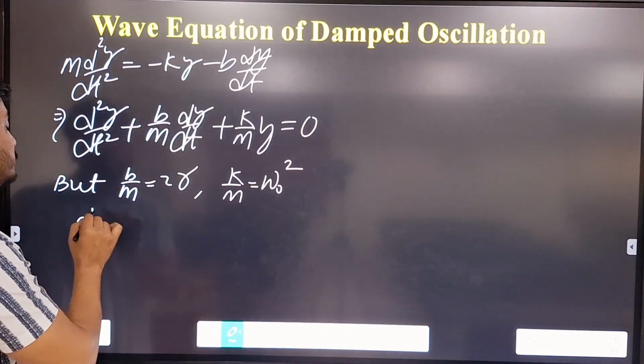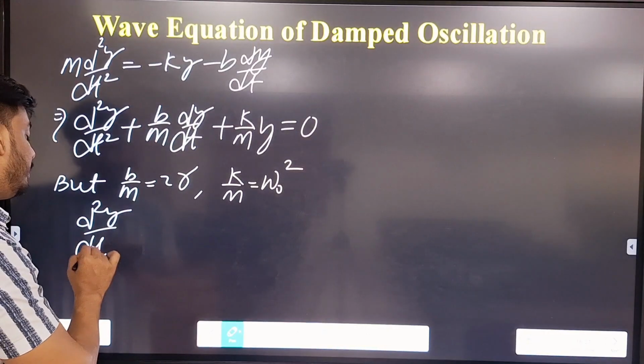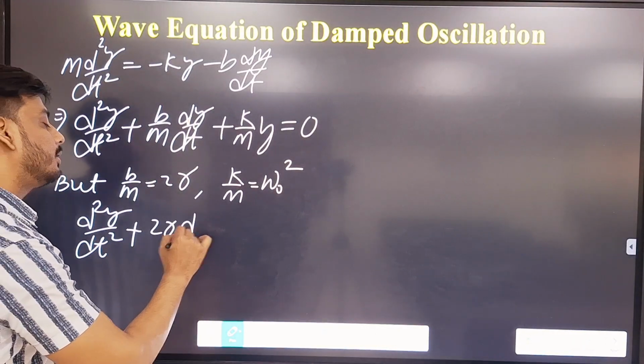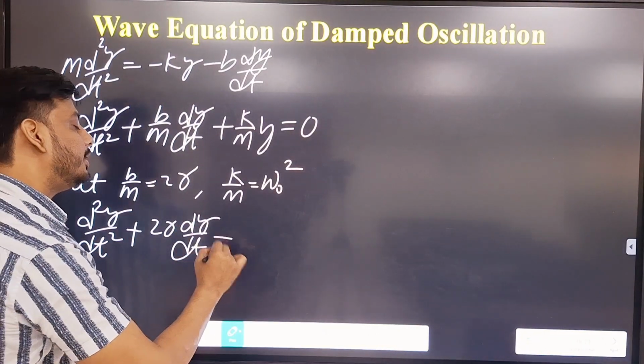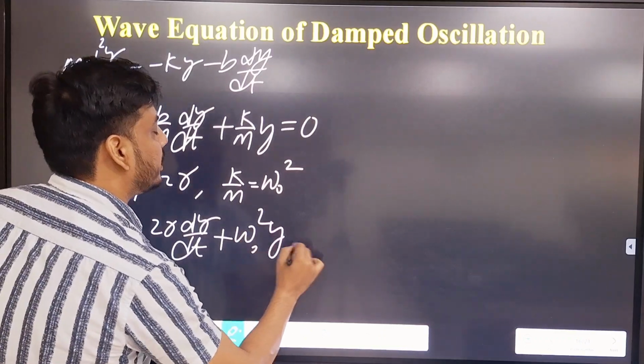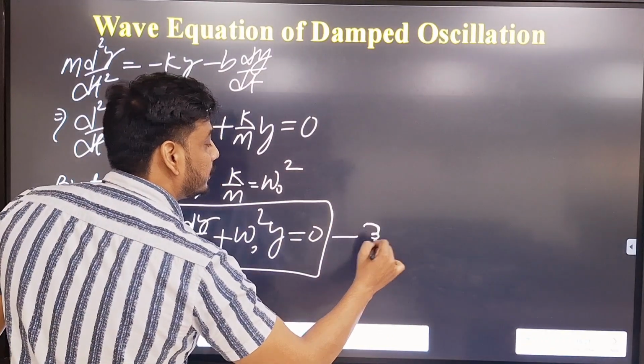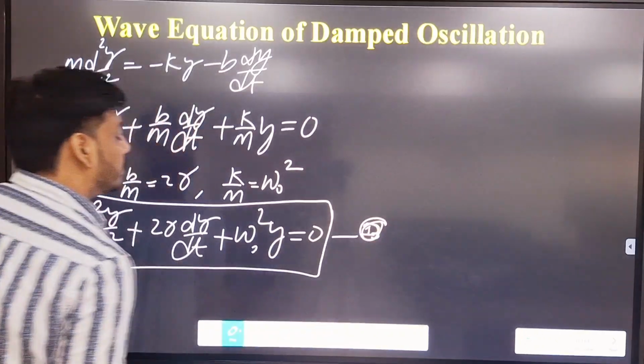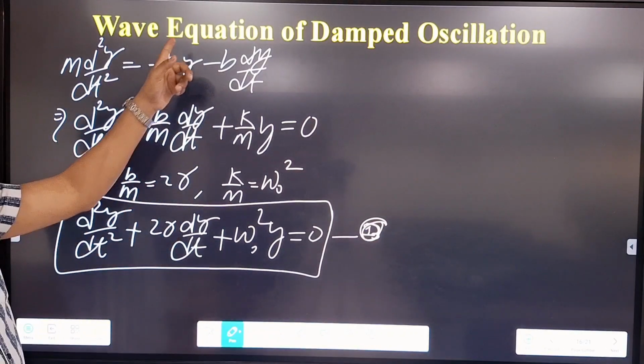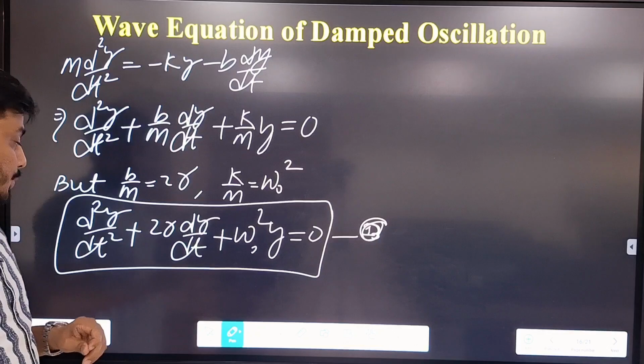So now the equation will be d square y by dt square plus 2r dy by dt plus omega naught square y equals 0. This is the resultant differential equation of the damped harmonic oscillation.